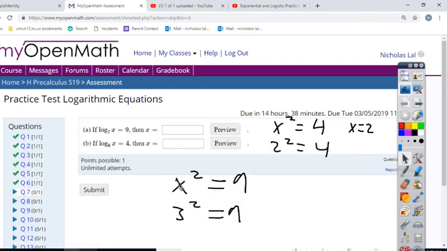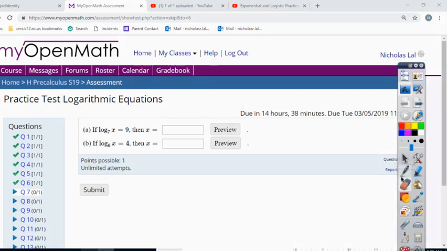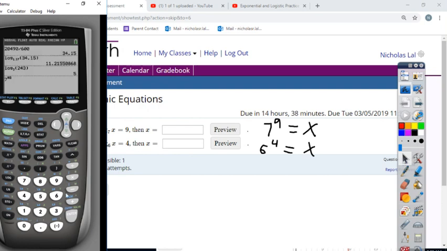All right, question 7. If the log base 7 of x equals 9, then 7 to the 9th is equal to x. Here, 6 to the 4th is equal to x. So to find x, I just need to find 7 to the 9th and 6 to the 4th. 7 to the 9th power is 40,353,607, and 6 to the 4th is 1296.